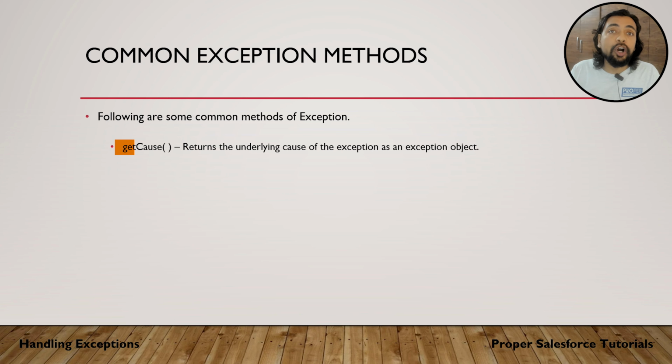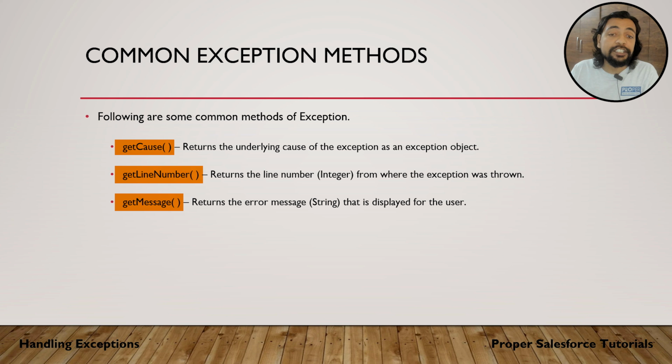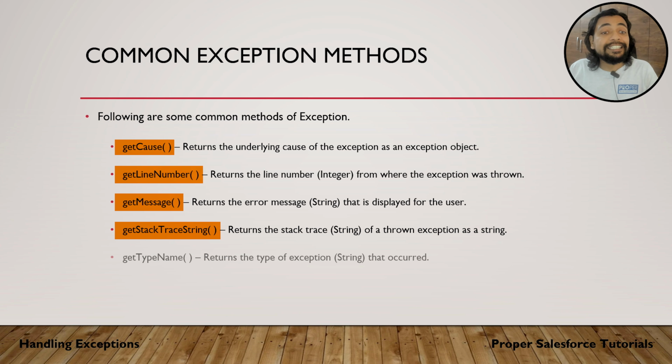One of the methods is the getCause method. It returns the underlying cause of the exception as an exception object. getLineNumber returns the line number from where the exception was thrown. getMessage returns the error message, in the form of a string, that is displayed for the user. getStackTraceString returns the stack trace of a thrown exception, showing the exception stack, specifically in the case when a method is calling another method which itself is calling another method, and an exception is thrown from the first initial method. getTypeName returns the type of exception in the form of a string.